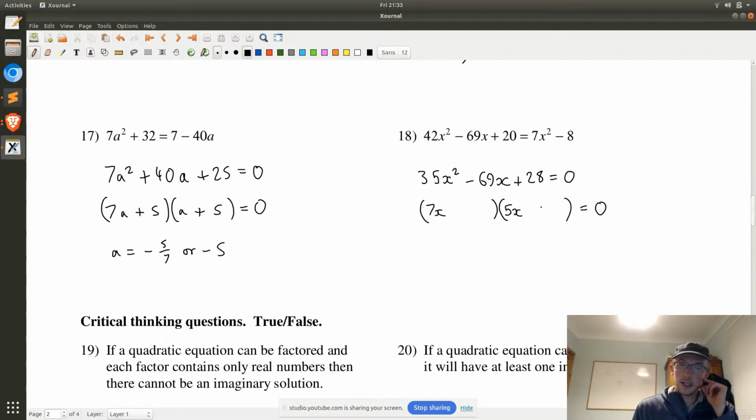We need to take and take, so 28 doesn't work. 1 and 28 don't work. 2 and 14 don't work. 4 and 7. I said 4 and 7. That works. So x is 4 sevenths, or 7 over 5.